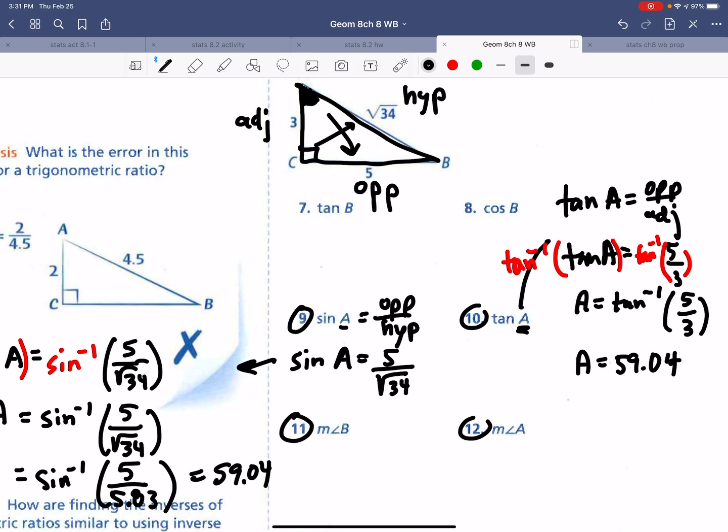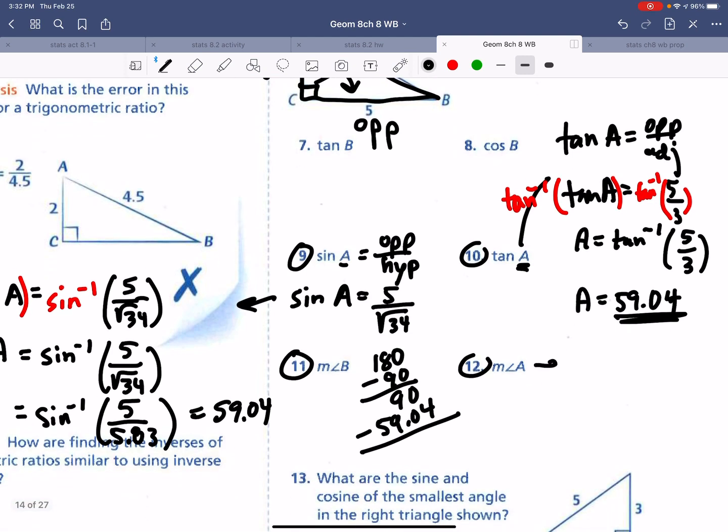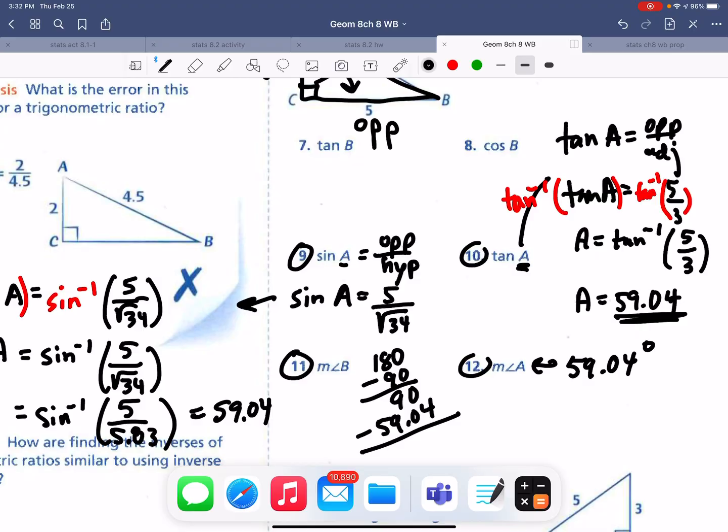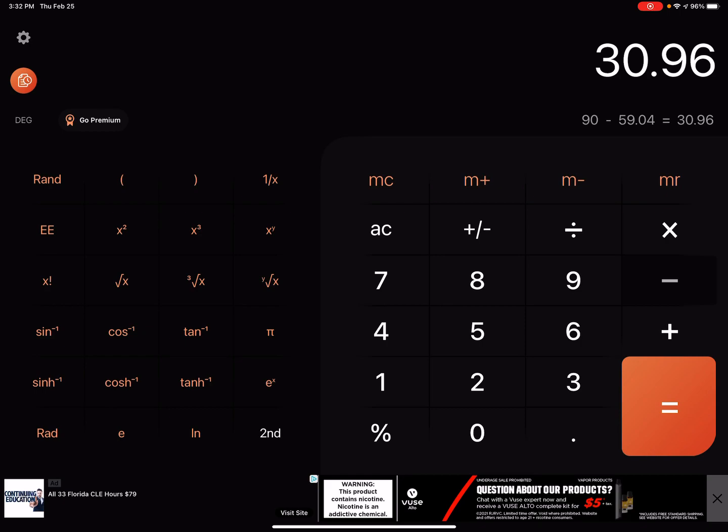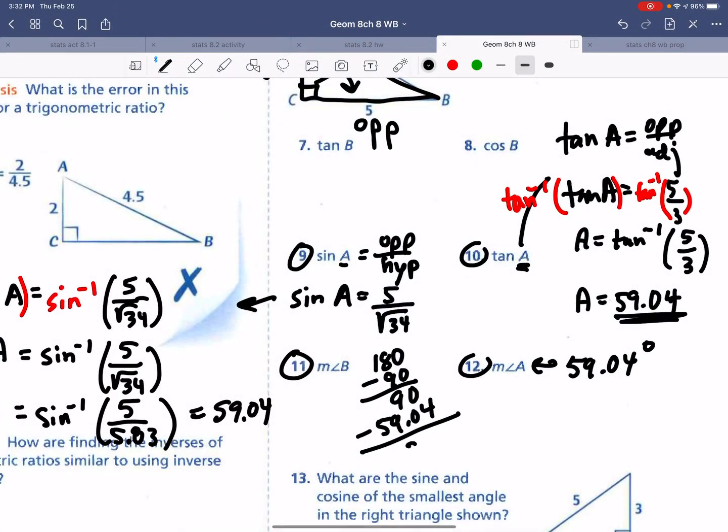Now, what is angle B? Well, guys, we could do trig functions here, but I think we'd like to use the shortcut. We know all these angles add up to 180. So 180 minus the 90-degree angle, you're down to 90. And angle A is 59.04. So angle B would just be the leftover. We've already solved this, so we already know our answer. So what's 90 minus 59.04? 30.96. Okay, and that's my angle B.